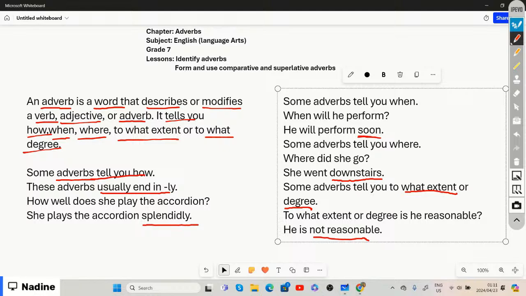So we say that an adverb is a word that describes or modifies or tells us more about the verb, the adjective, as well as the adverb. Adverbs tell us how, when, where, to what extent, or even to what degree. And remember, most times, adverbs that tell us how end in ly. Splendidly, lovely, adorably, but it ends in y, right?